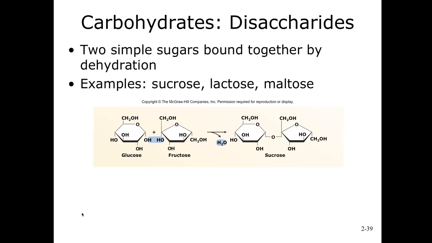So when we combine these simple sugars with another simple sugar, we are going to get something called disaccharides. Di meaning 2, saccharides again referring to the sugars. So we have 2 simple sugars that get combined together. Look at this, we are taking 2 hydrogens and an oxygen, and we are losing that, so this would be a dehydration reaction, right? And that is helping to link the sugars together, and we now have sucrose. Other examples of disaccharides would be lactose and maltose.